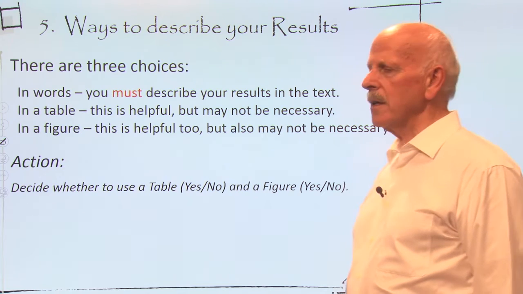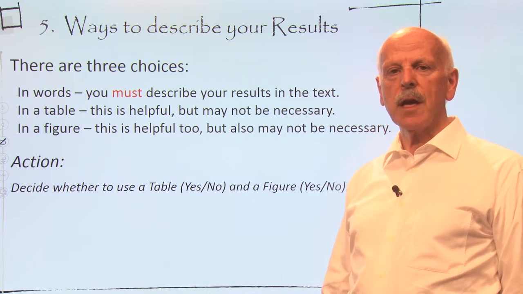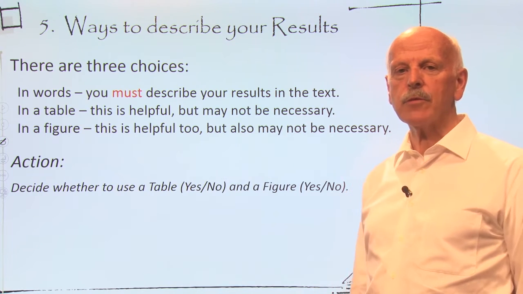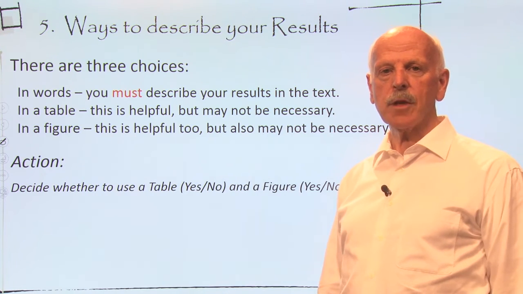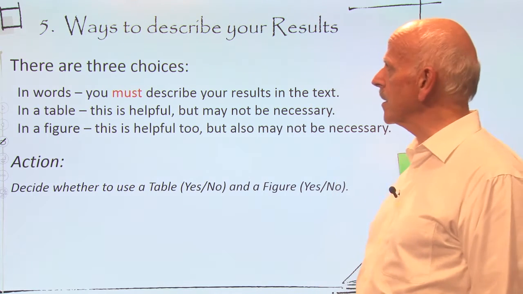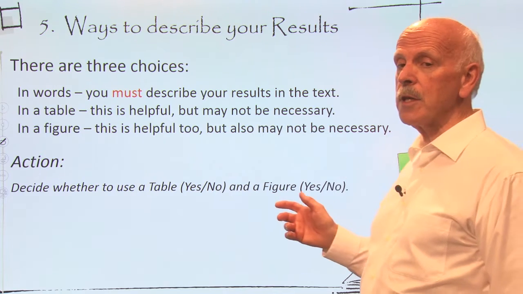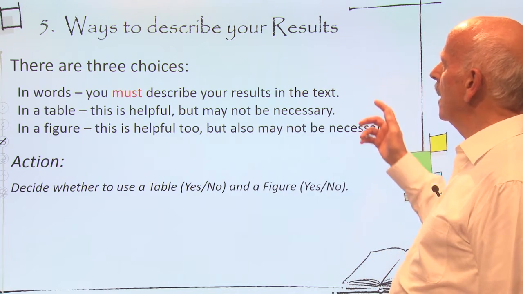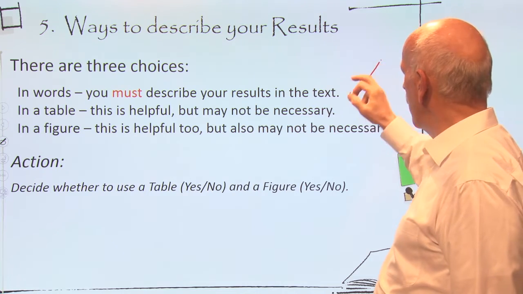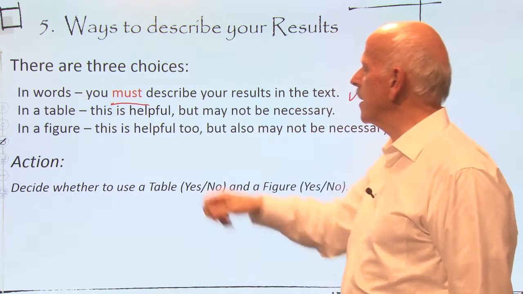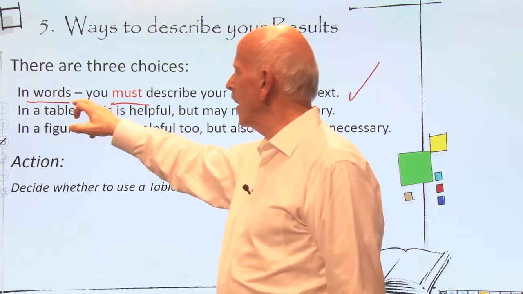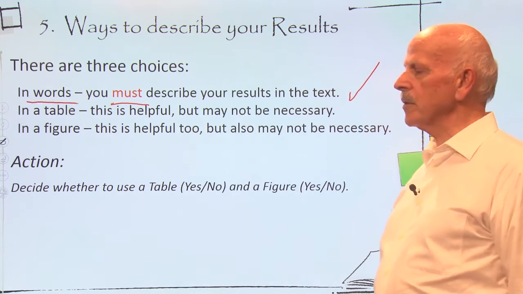Okay, so that's a look at the materials and methods that are going to give you results. So now we come to the central part of all papers, the results, what you found as a result of your experiments or field studies. So you have three choices for how you report, how you describe the results. The first must occur, must be described in words. You must describe your results in words.